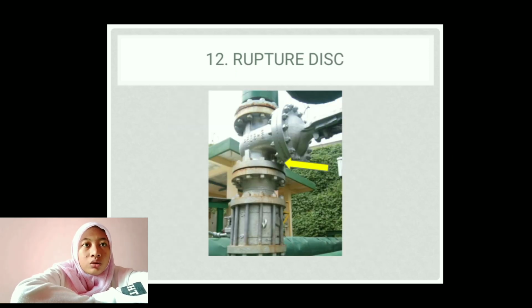The safety equipment in question is the production facility safety equipment. There are several security systems that are commonly used, such as rupture disc to pasa line and rupture disc separator.